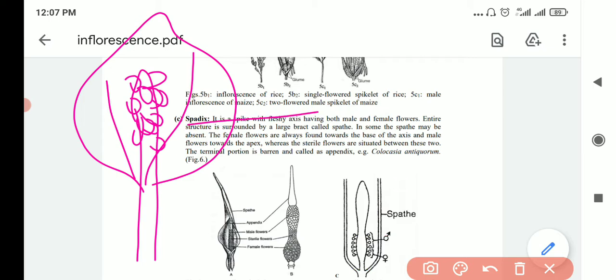Now this giant leaf-like structure, which is colorful, sometimes it's white, sometimes it's red, remember? This one is a bract, okay. It is a modified leaf which happens to have color, and it looks like it is a petal. It just looks like, but it's not, okay.